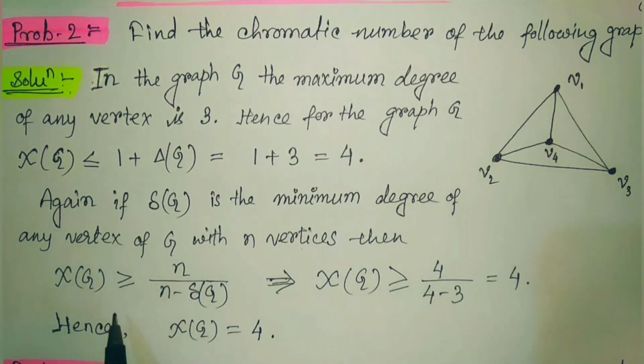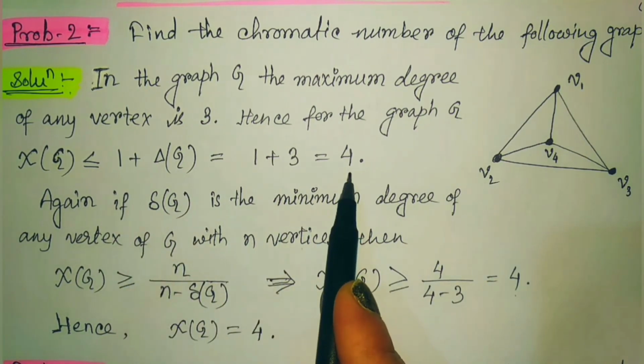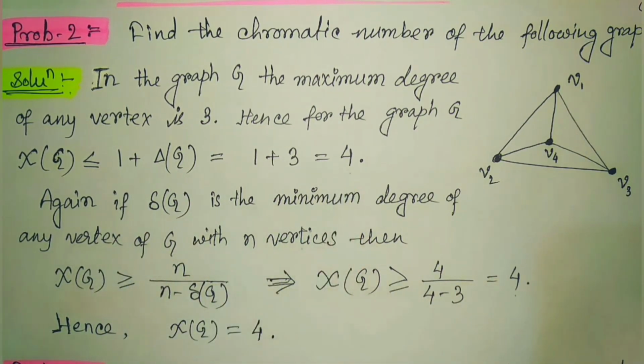So from the property that the chromatic number of G is greater than or equal to n divided by n minus delta G, where the total number of vertices is 4, it is 4 divided by 4 minus 3, which is equal to 4. So we find that the chromatic number is greater than or equal to 4 and also less than or equal to 4. Hence, if we sum up both, the chromatic number of the graph is 4.